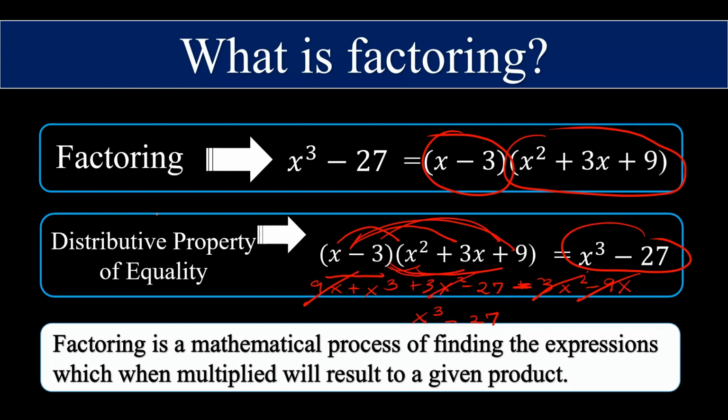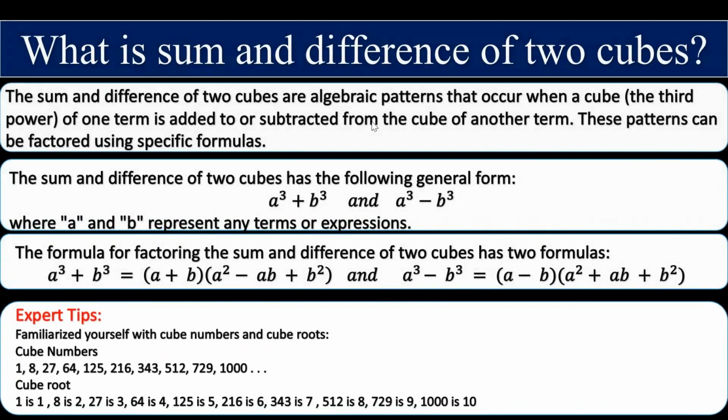This is all about the distributive property of equality. Ang yung reverse mo pang taon, given ang product, kasi si x cubed minus 27, pang taon na ito yung mga factors. Usa ka binomial, usa ka trinomial. So, binomial usa ka trinomial. Muna ang factor sa difference of two cubes. So, subtraction.